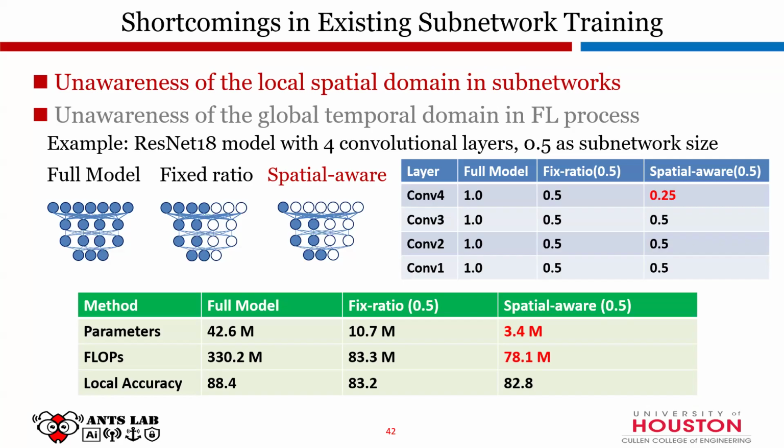So as you can see, there are still some rooms for the subnetworks to reduce the neurons or the parameters in those deeper layers.